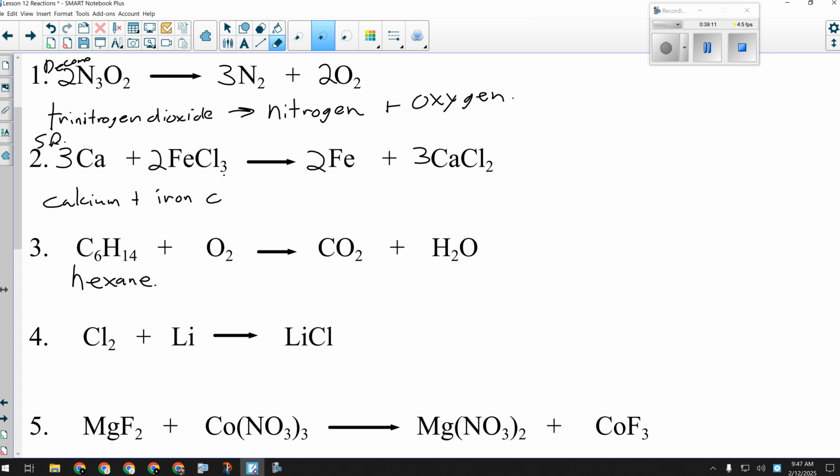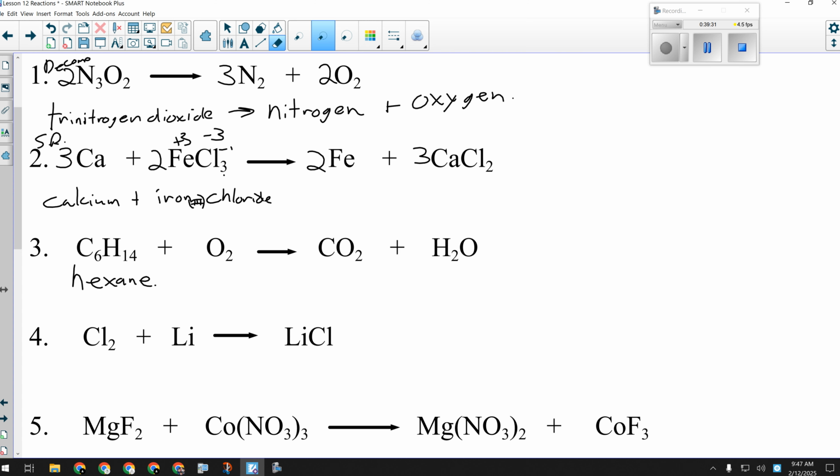Iron. What do I need in this one? I need a Roman numeral here. All right. Chlorine is always a -1. 3 times -1 is -3. That means I got to get 3 positives out of this 1 iron, so its charge must be +3. So this is iron 3 chloride.